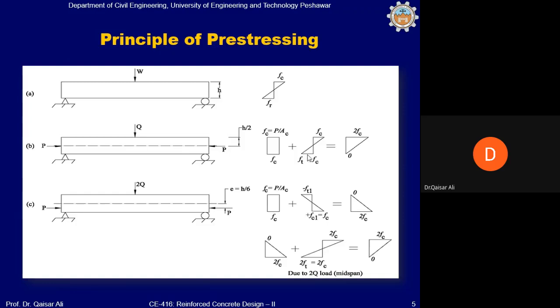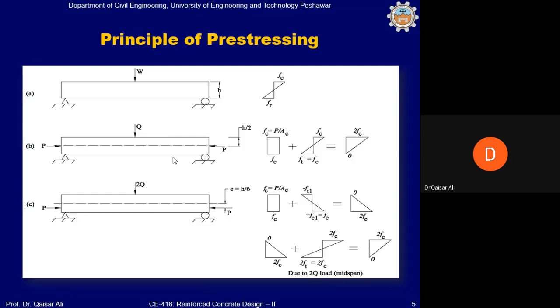But this will be constant because the pre-compression force P will produce the same state of stress at every section, that is Fc is equal to P divided by A. So this Fc will be added to 0.5 Fc, so this will be 1.5 Fc, and Fc minus 0.5 Ft will be 0.5 Fc. So there will be a state of stress at this location with 1.5 Fc in the upper fibers of the beam and 0.5 Fc in the lower fibers of the beam. There will be no tensile stresses at this location.